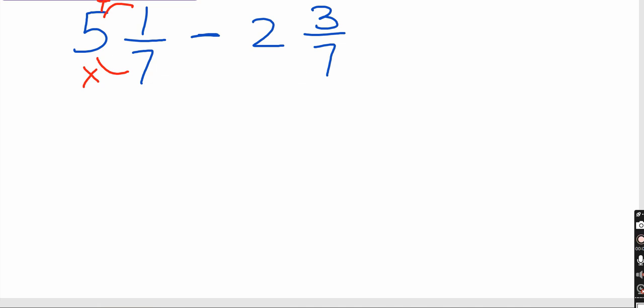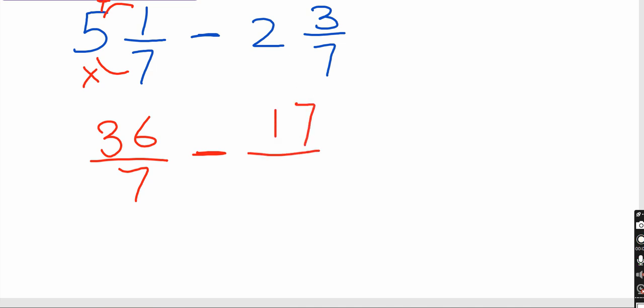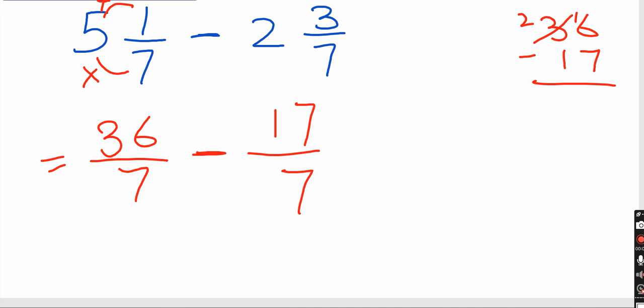7 5 times is 35 plus 1 is 36. 36 by 7 minus 7 2 times is 14, plus 3 is 17, so 17 by 7. Now 36 minus 17. Make it 16 after borrowing, 16 minus 7 is 9, and 2 minus 1 is 1. So it will be 19 by 7.